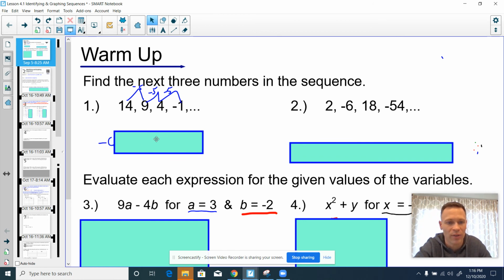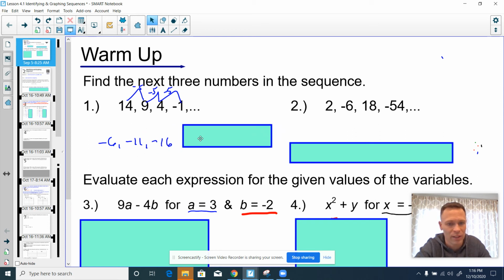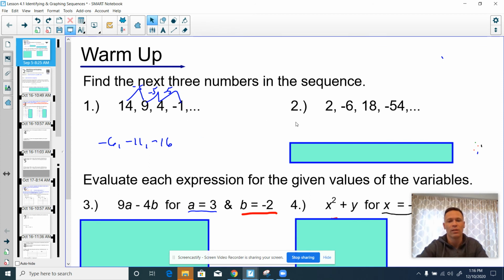-1 minus 5 is -6. -6 minus 5 is then -11. -11 minus 5 is then -16. And that is my sequence. That's the next three.